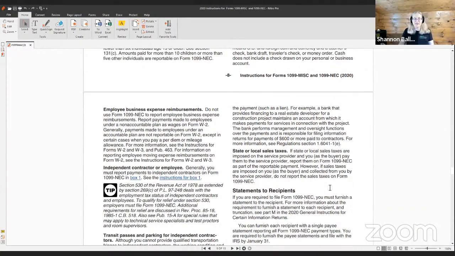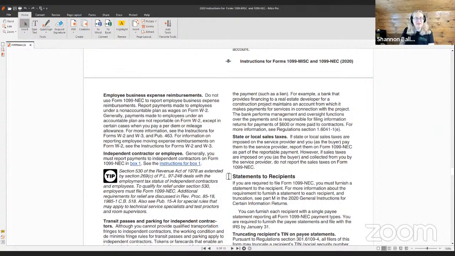So see, there's a little bit of an exception. For fish, if you're buying fish, you don't have to send a 1099 if you write a check. But if you pay with cash or money order, bank draft, or any other form of non-check payment, you need to provide a 1099 NEC for fish.